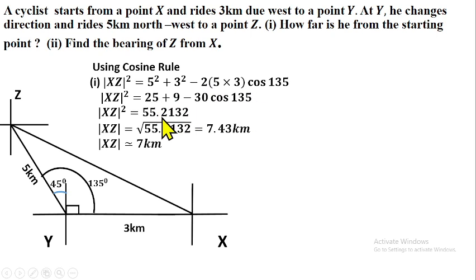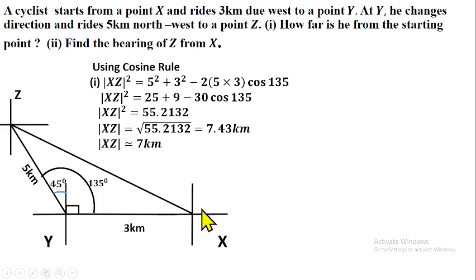Simplify this with your calculator. Don't press 25 plus... okay, 25 plus 9 will give us 34. Then 34 minus, but don't press 34 minus 30. That will be wrong because cos 135 is multiplying this 30. So we press 34 minus 30 cos 135 together, and it will give you 55.2132. Find the square root of both sides. We have 7.43 kilometers, and if you approximate it to the nearest kilometer, we have 7 kilometers as the distance between this cyclist and the beginning of the cyclist.